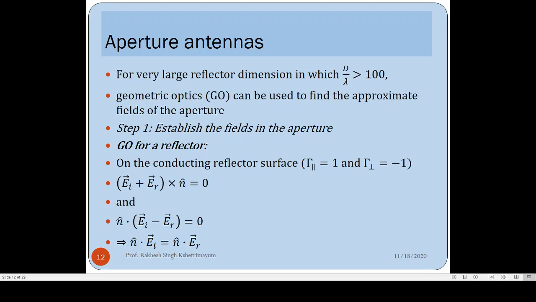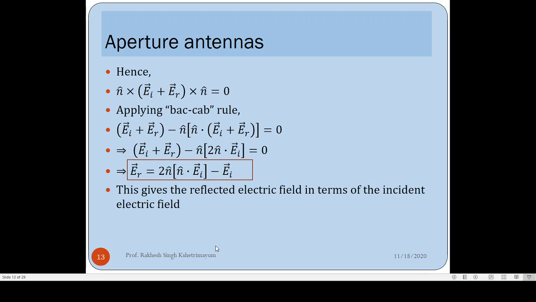You have n dot E_i is equal to n dot E_r. So I want to replace this E_r here. I want to write everything in terms of E_i. Since n dot E_i is equal to n dot E_r, instead of this E_r, I will just write E_i here also. So I will replace E_r by E_i here. In that case it becomes 2 n dot E_i.